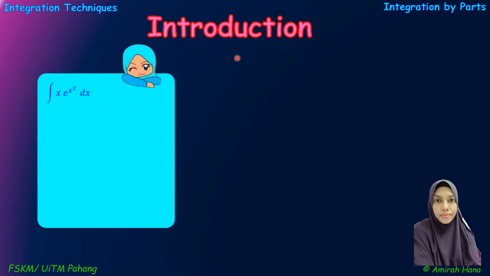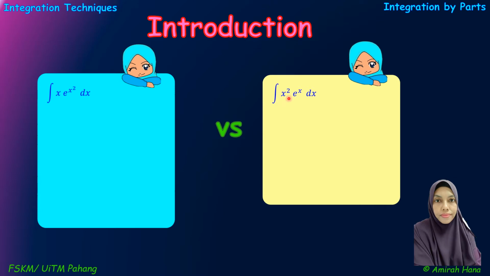Introduction. Let's say we have integration of x e to the power of x squared dx versus integration of x squared e to the power of x dx. It looks similar, but actually it's different, right? Let's say for integration of x e to the power of x squared dx, we use u substitution, and we choose u equals x squared.